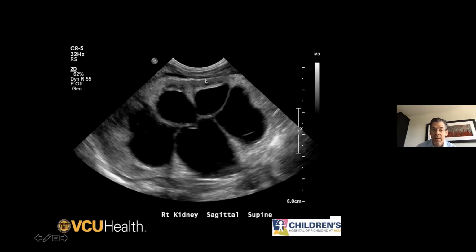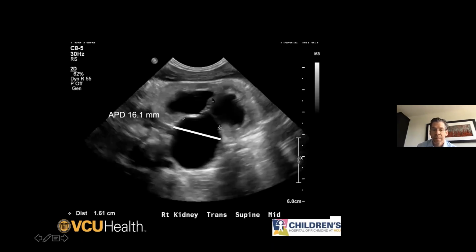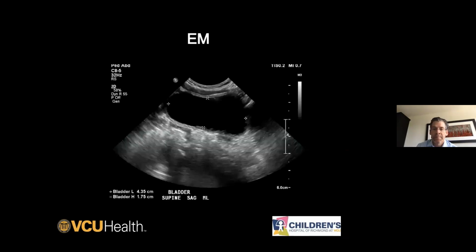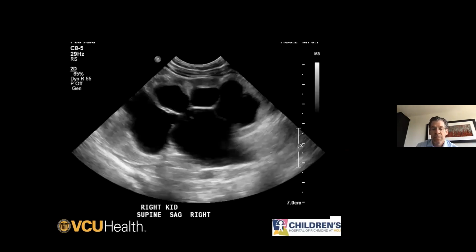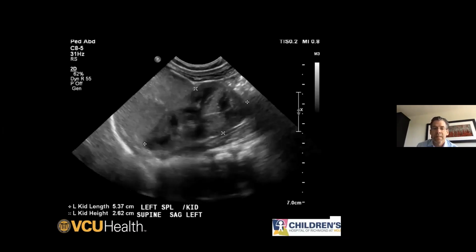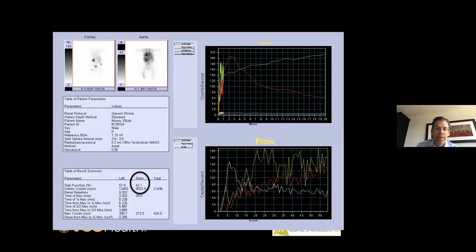Nonetheless, this kidney clearly has thin parenchyma and dilation, and APD measures 16. So this would be a P3. And again, I wouldn't jump on this surgically. I tend to drag my feet because if you look at Lewis's data, even a lot of these P3s can dissolve. So I'd do an ultrasound and renal scan at 3 months of age. And here are the studies. Again, the bladder's normal. Right kidney looks about the same. APD is now increased. It now measures 26. Left kidney remains normal.